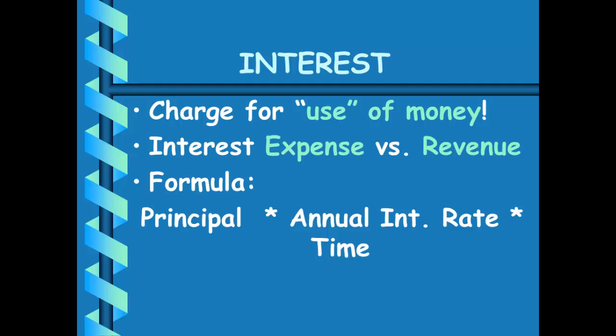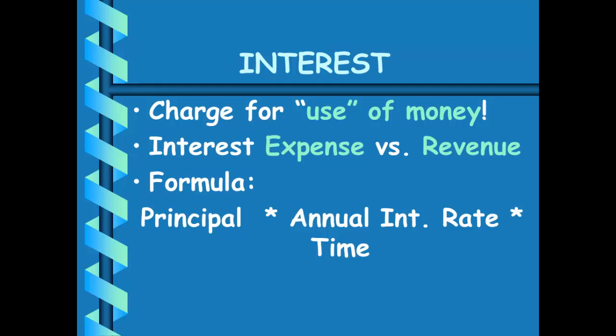Now, what if I loaned you $1,000 at 6% interest? That 6% interest rate covers a year. So $1,000 times 6%, that would be what, $60 interest? I could charge you $60 interest if you had my money for a year.